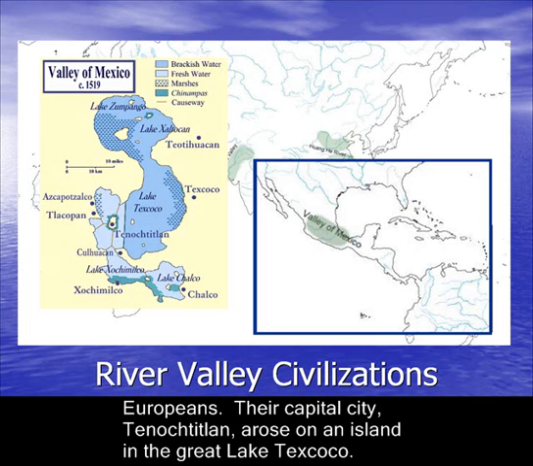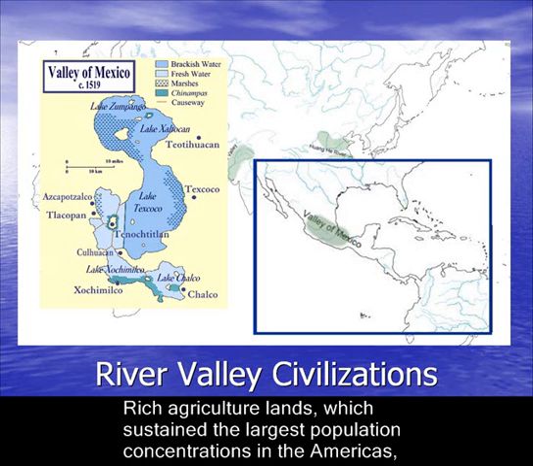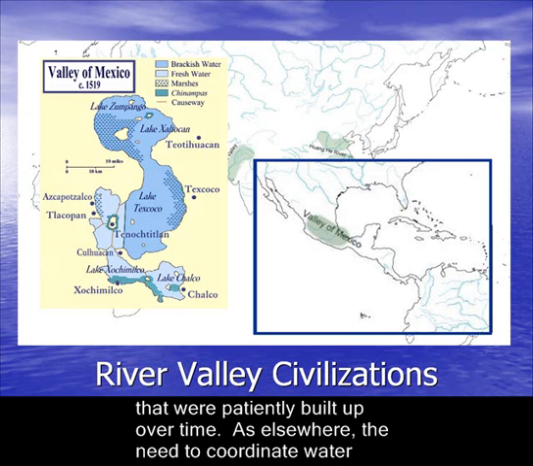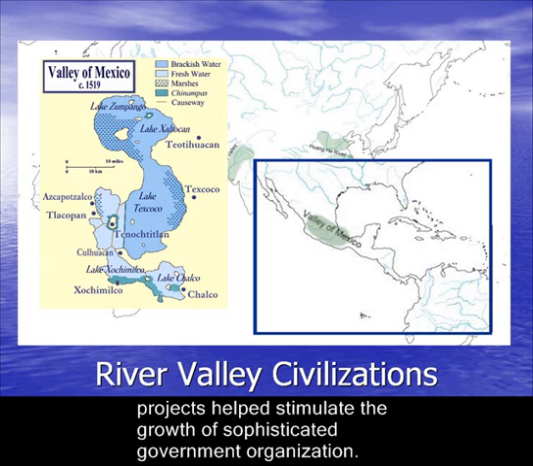Their capital city, Tenochtitlan, arose on an island in the great lake Texcoco. Rich agricultural lands, which sustained the largest population concentrations in the Americas, were carved out of the marshlands through a system of chinampas, artificial islands that were patiently built up over time. As elsewhere, the need to coordinate water projects helped stimulate the growth of sophisticated government organization.